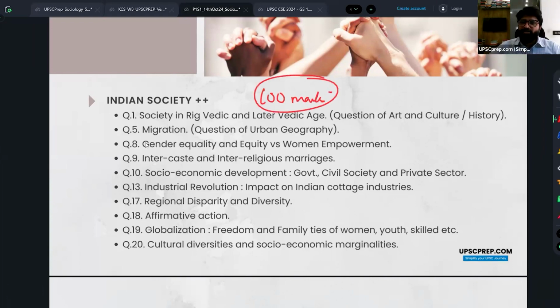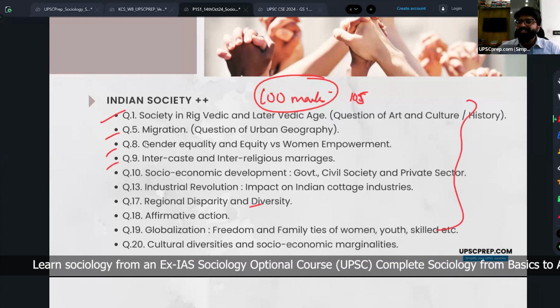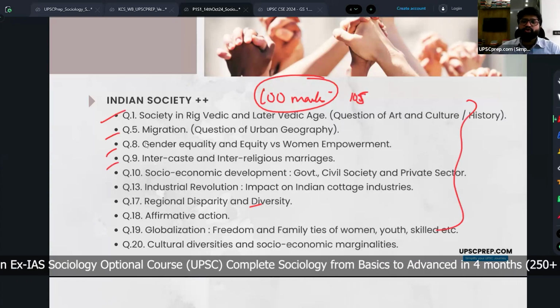Now, when you look at this paper, there are 100 marks worth of questions, or more than 100 marks I would say, which are related in some way, directly or indirectly, to society. You should, as a sociology optional student, be able to get an edge of 10-15 marks. Here we have about 10 questions wherein you can use that value addition from your sociology knowledge.